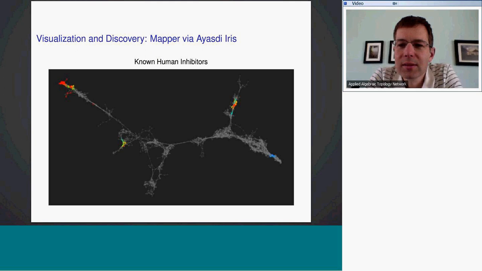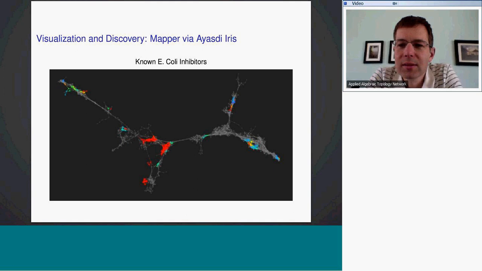What we're looking at here is used by Ayasdi's software. It's the macro output for a data set. Each little dot here represents a collection of compounds. Edges represent overlaps between those collections. And you see in the upper left-hand corner, we have the known human inhibitors, and then some two smaller groups. So something I've done here has worked, in that it's grouped all the known inhibitors near each other in the space.